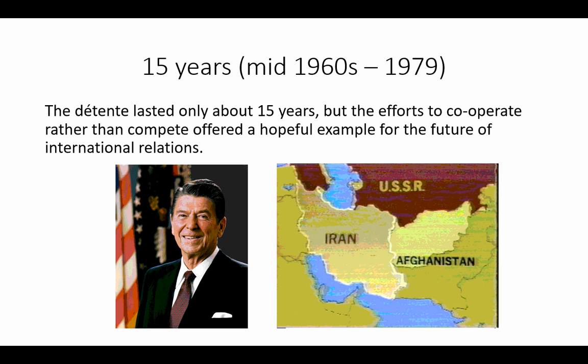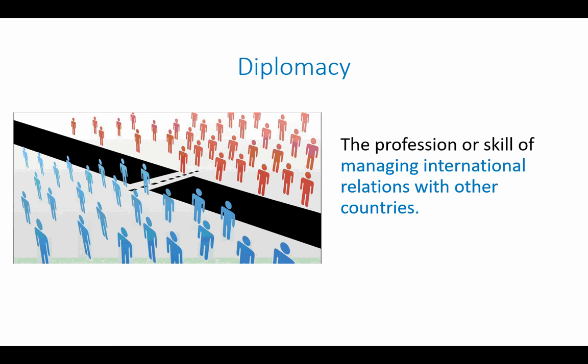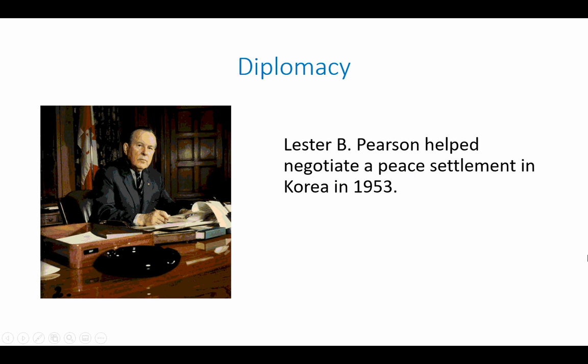Okay, so the détente lasted only about 15 years, and it eventually came to an end with the election of Ronald Reagan and also with the USSR invading Afghanistan. But the détente was a period of diplomacy, right? So this idea of managing international relations with other countries. So we see diplomacy between liberalism and communism, between liberal countries and communist countries.